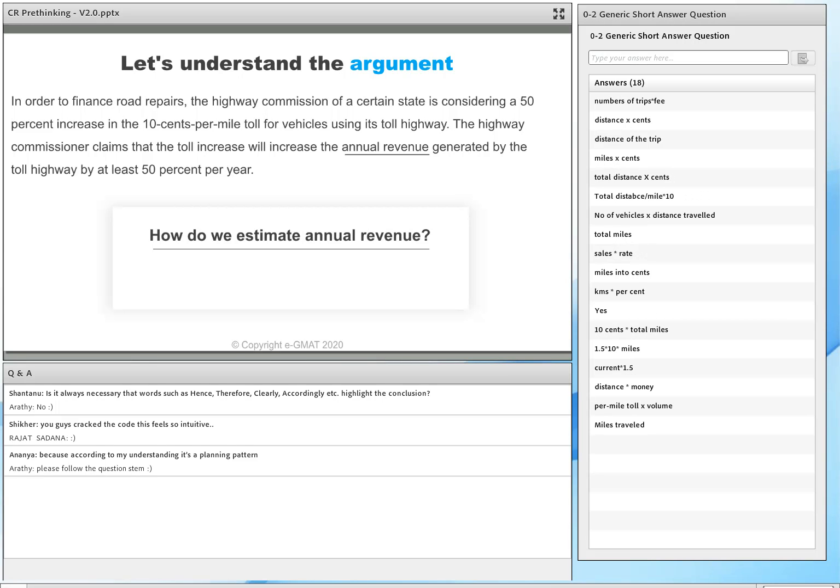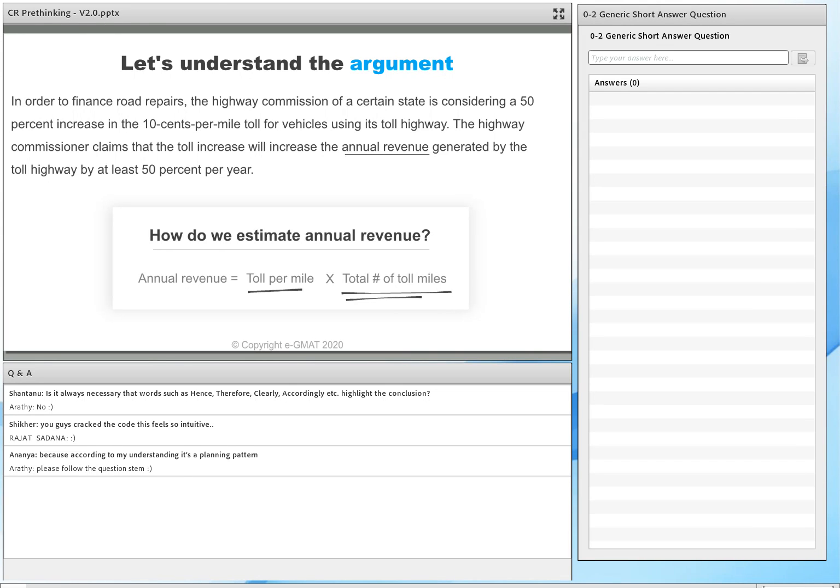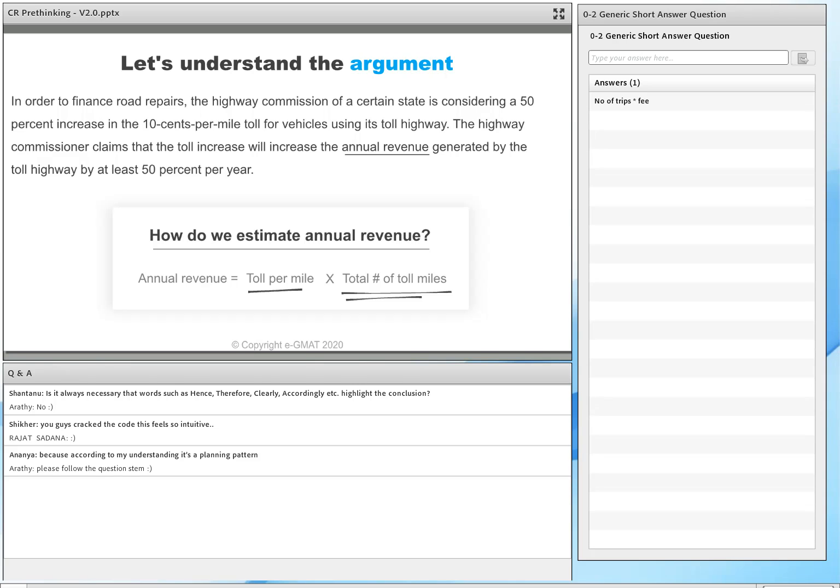Again, don't look at the answer choices, please. What you're given is that you charge 10 cents per mile, which means that the annual revenue is going to be how much I charge per mile times the total number of miles traveled. I want everyone to look at this. This is what you should have done in your pre-thinking. This is how I calculate annual revenue. How do you say number of trips times fee? Where do you see a trip fee over here, and where do you see trips in the argument?